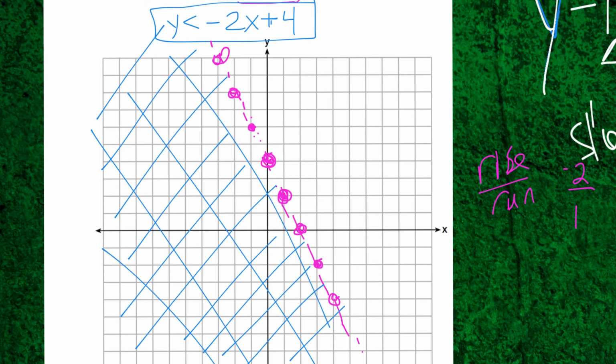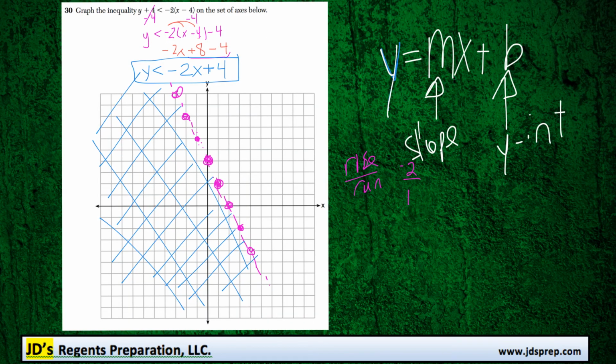Now the reason that it's important that we used a dotted line along that negative 2x plus 4 line is that the inequality we have is y is less than, not equal to, right? If it was y is less than or equal to, then it would be a solid line because that kind of visually implies that everything along that line is part of the solution. In this case, it's not. And so yeah, that's all we had to do for this problem.